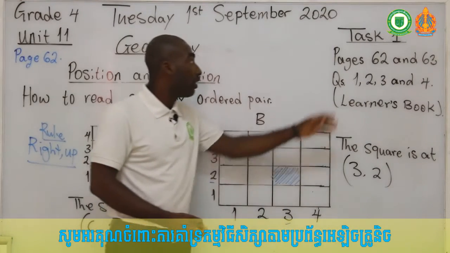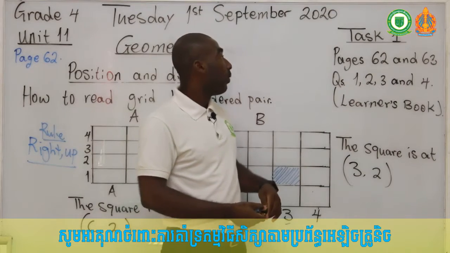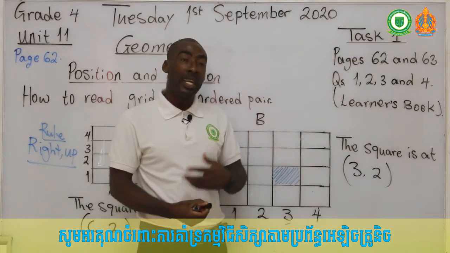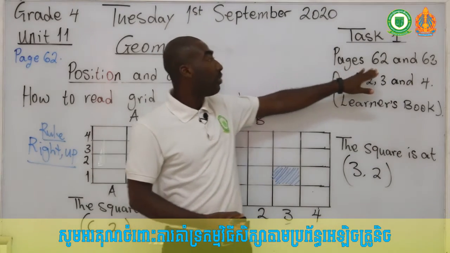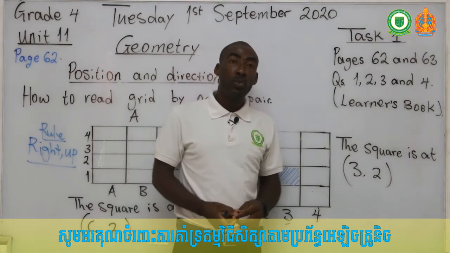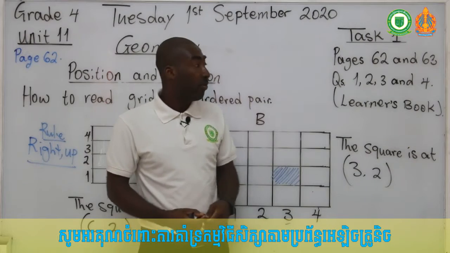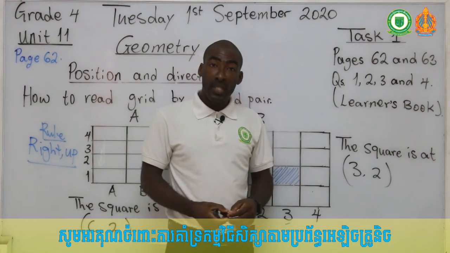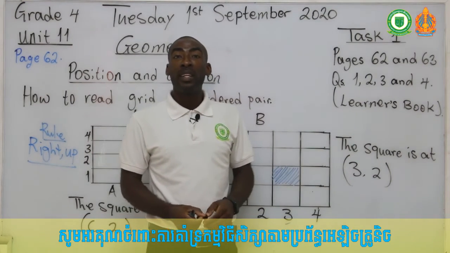In this video, you are going to have your first activity, which relates to position and direction, at pages 62 and 63. You are doing questions 1, 2, 3 and 4 in the learner's book section. I'll see you in our second video.